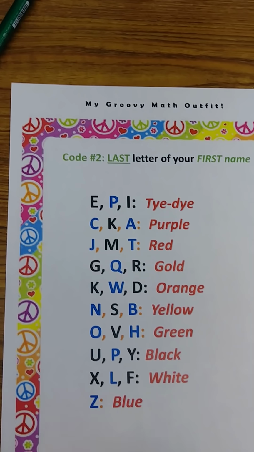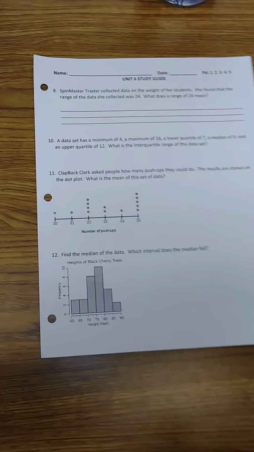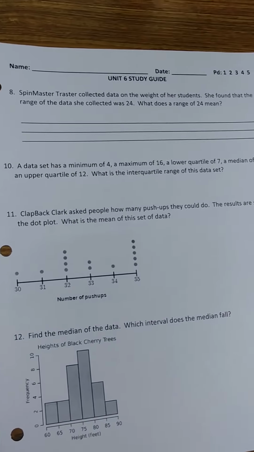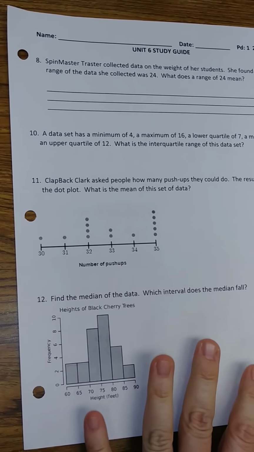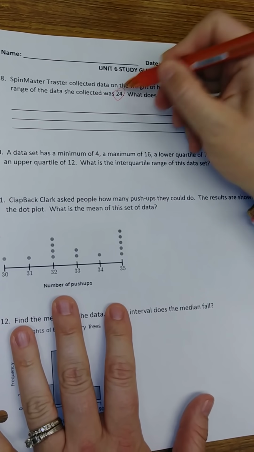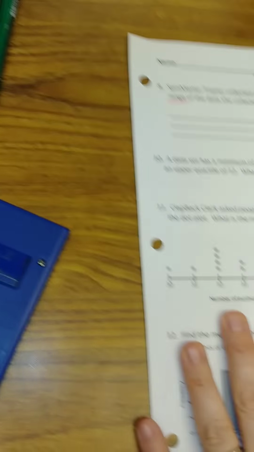Awesome. All right, guys. Okay, so now I want you to turn to page 3 of the study guide. I'm going to swap out. All right. So, Spin Master Trasa collected data on the weight of her students, and she found that the range of the data she collected was 24. What does the range of 24 mean?